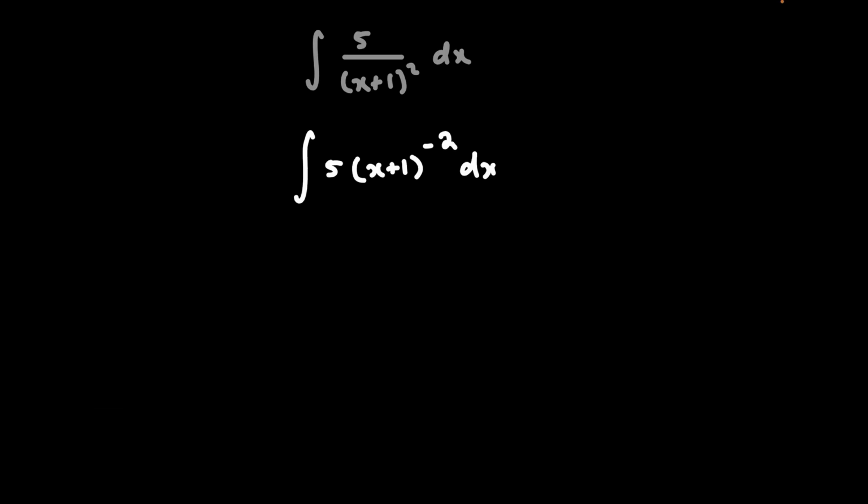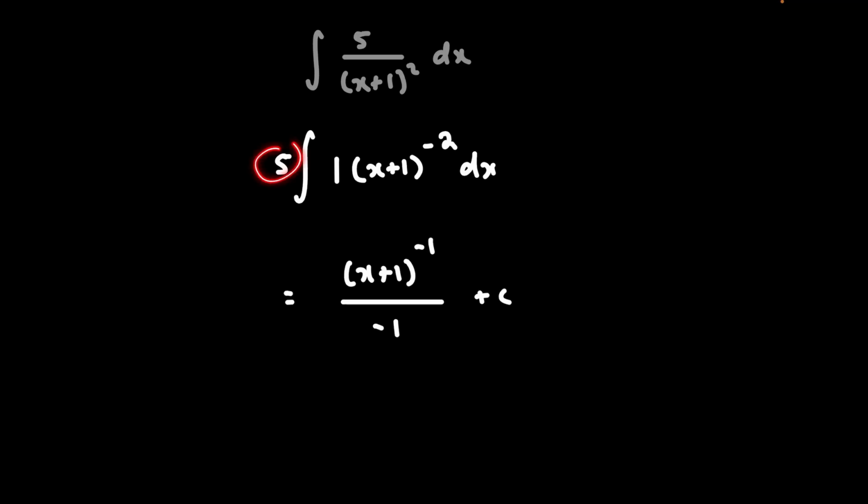Now again, we can use the same rule. We need the derivative of this inside bracket to be on the outside. And the derivative of this inside bracket, x plus 1, is simply just 1. So we need a 1 next to it. We pretty much have that already. We can just move the 5 to the outside because it is a scalar multiple, and you'll be left with 1 on the inside. So then what we can do is simply add 1 to the power, divide by the new power. So this becomes x plus 1 to the power of negative 1 divided by negative 1 plus c.